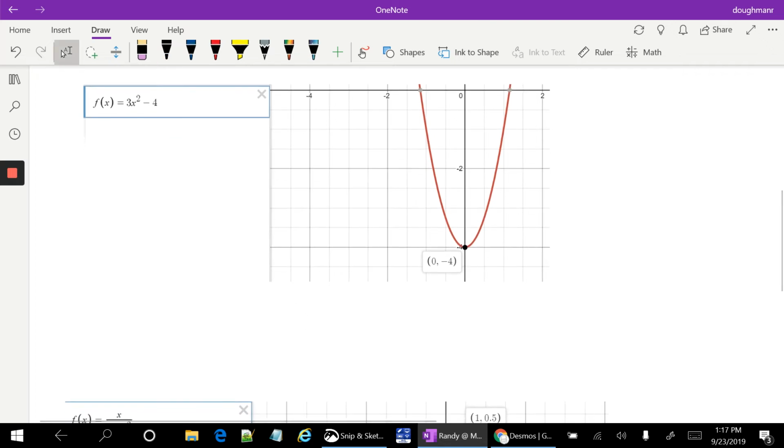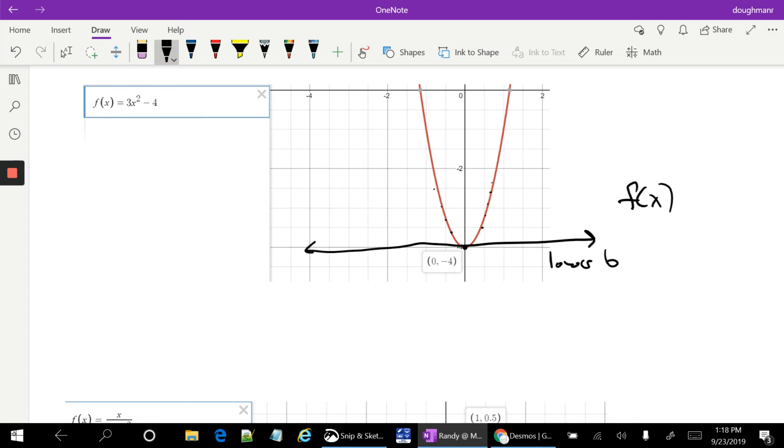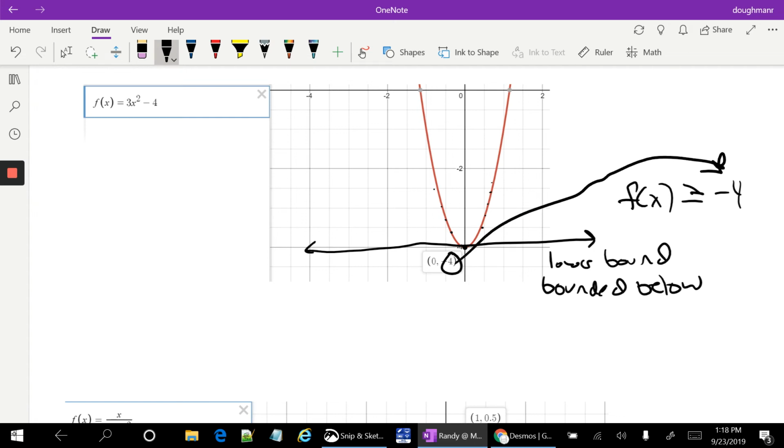So we look at the graph 3x squared minus 4, and we see that every output, every y value is going to be above y equals negative 4. So we say the function, all right, it's bounded below, it's got a lower bound. Where is the bound? Is the bound above or bound below? It's definitely bounded below. And what we say is the function, the output f of x, is always greater than or equal to negative 4. So we look at that output value and put it here.